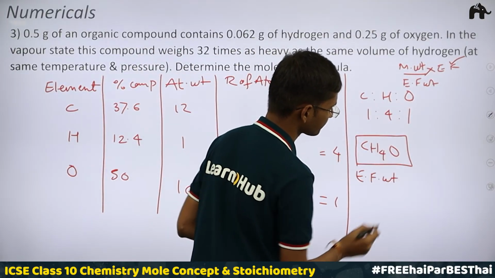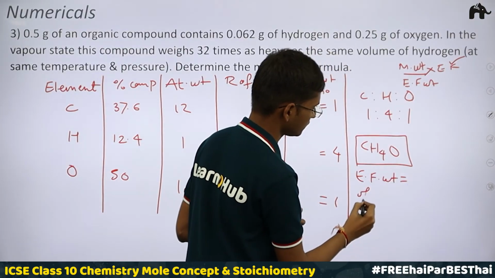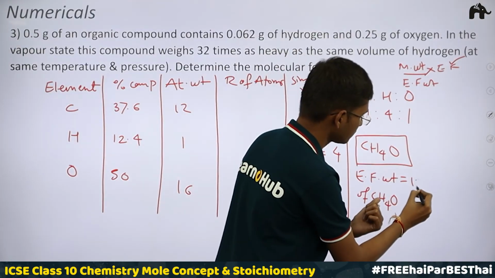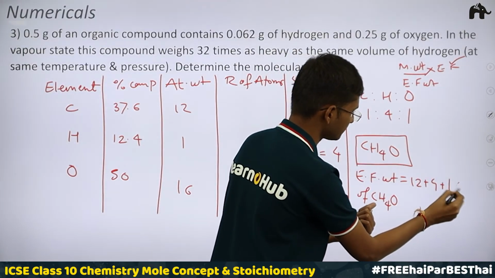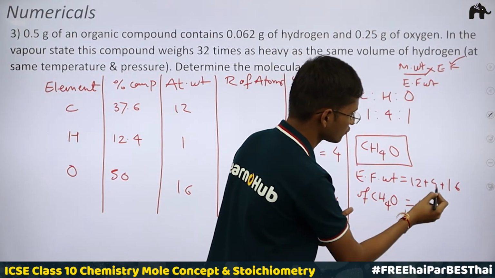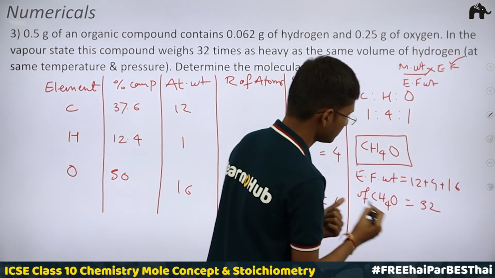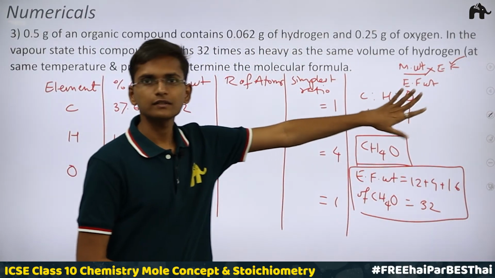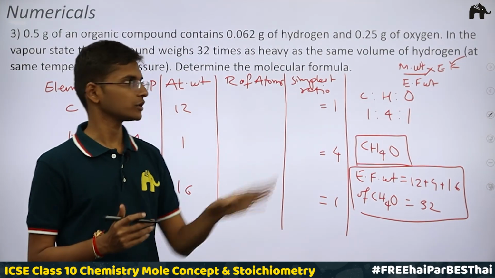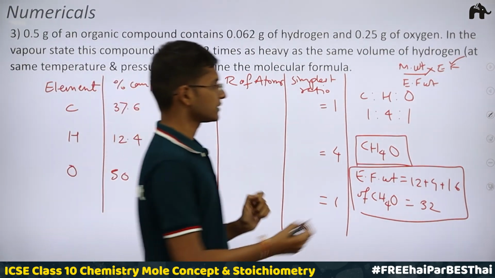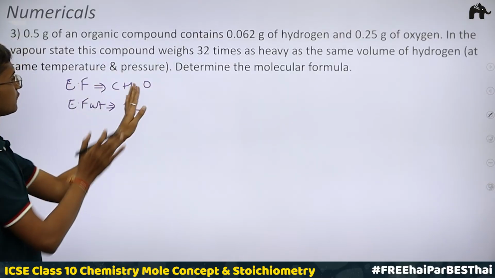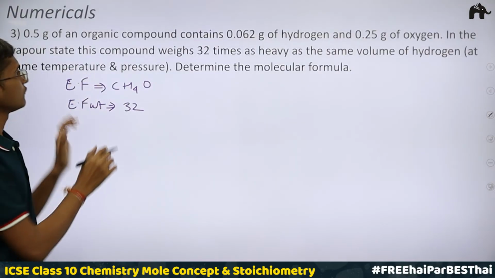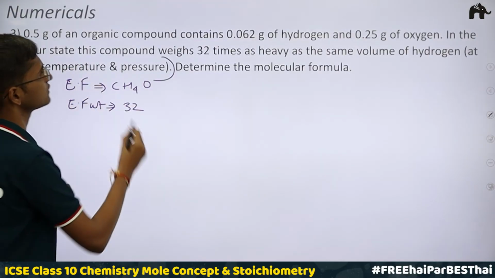Empirical formula weight is equal to that of the empirical formula CH4O: carbon 12 plus 4 into 1 is 4 plus 16, right? So 16 plus 16, 32. This is the empirical formula weight. Now let's move ahead to find the molecular weight, and then our job is done. Then we just have to find the molecular formula by putting all these values in the formula itself. So we have reached the empirical formula weight. Now let's figure out the molecular weight with the help of this part.